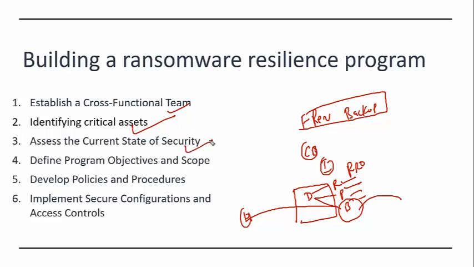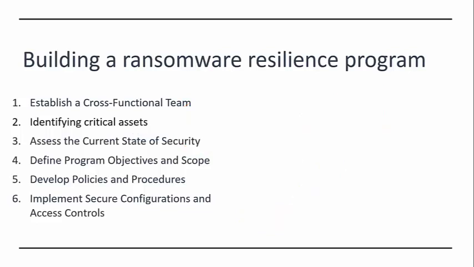Third is basically to assess the current state of security. See, it is not necessary that you need to start from scratch and implement all the controls and everything. So it is very important to identify what current controls we have in place. For that, we need to conduct a thorough assessment of your organization and analyze the current security posture, which includes my systems, processes, and policies.